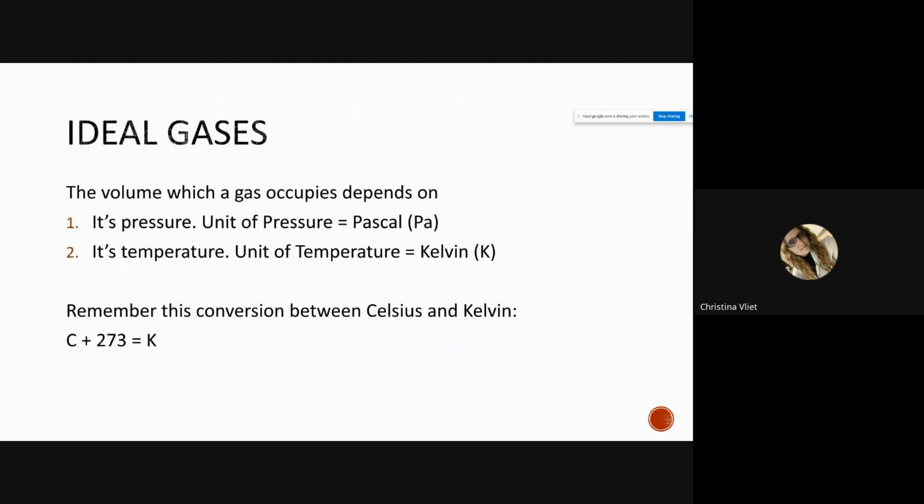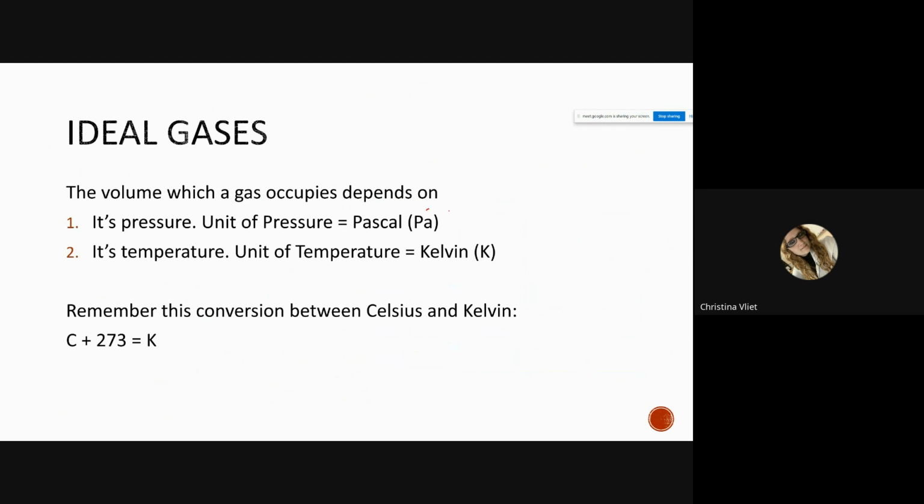We have the amount of moles. So this equation that we're about to go to, first of all, only works for ideal gases. If you don't remember what that means, gases that are ideal are exactly as they should be. Low molar masses, low forces of attraction, great gas. No hydrogen bonding, great gas. So, volume which a gas occupies depends on 2 things. Its pressure.